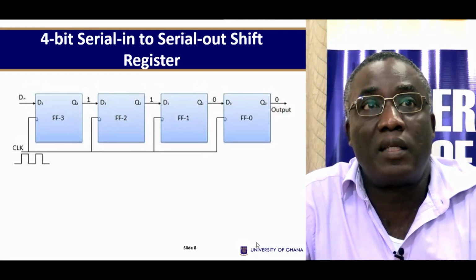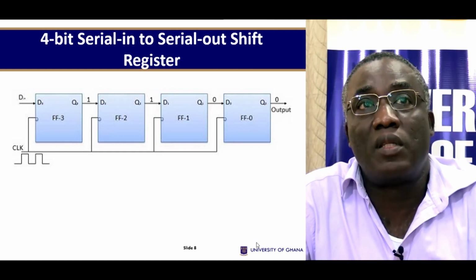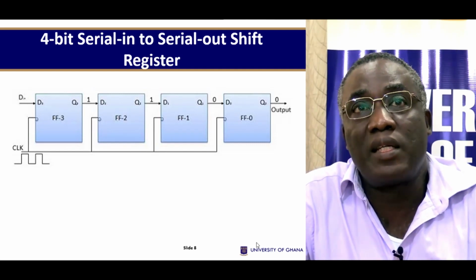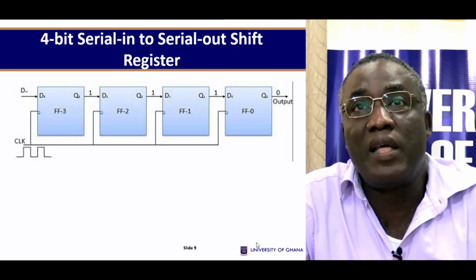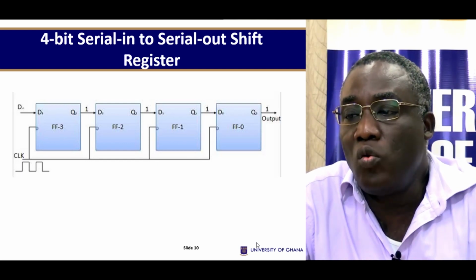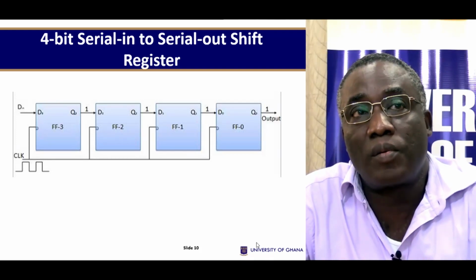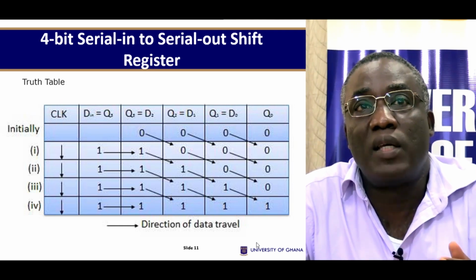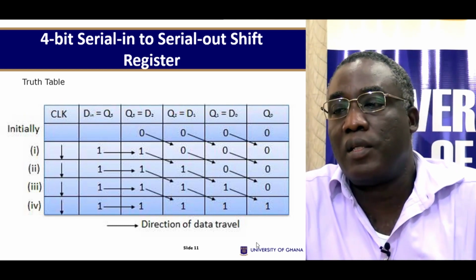And then at the next shift, F2 now also becomes 1 because the output of F3 is shifted. And then when you apply a clock again, you get that because it's being shifted, and again you get that. So now all the Q outputs are 1, 1, 1, 1. So this table shows you how the data travels within these shift registers.